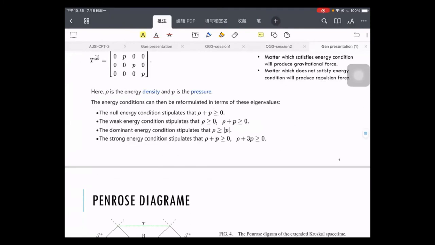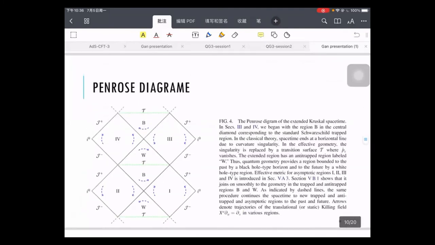This is the Ashtekar-Olmedo-Singh model. We can see clearly the B region is just a black hole interior, and the singularity is replaced by a transition surface. After the transition surface, there is a white hole interior, which is made up of an anti-trapped surface. So this is the Penrose diagram of the model. We can see clearly the singularity is replaced by the transition surface, which connects the black hole interior and the white hole interior. This is the most important feature of the model.